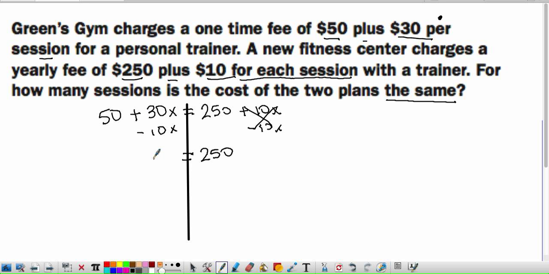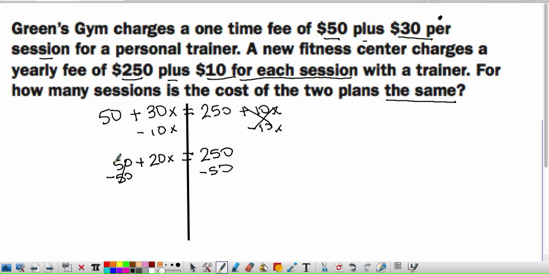30x minus 10x is 20x, and I bring down my plus 50. Now I'm still trying to isolate this variable. I have these constant terms that I can combine together. I'm going to move this 50, and since I'm crossing the equal sign, I have to do the inverse, which is minus 50.